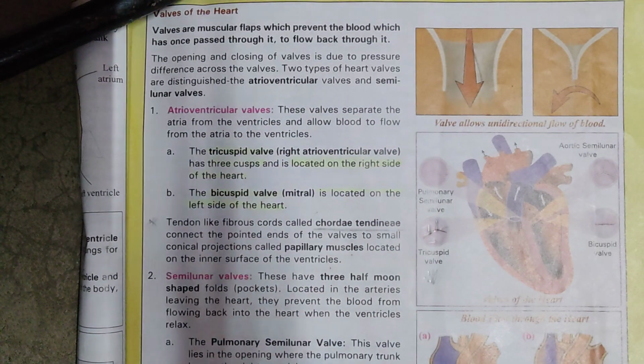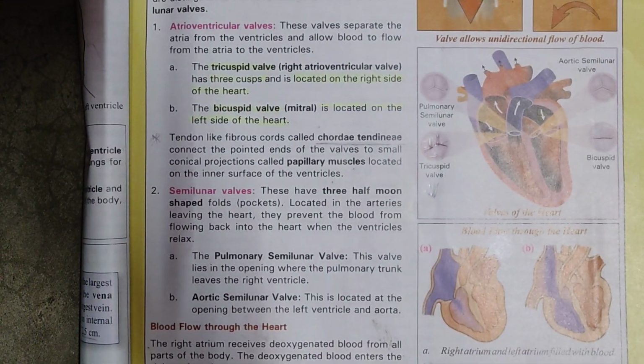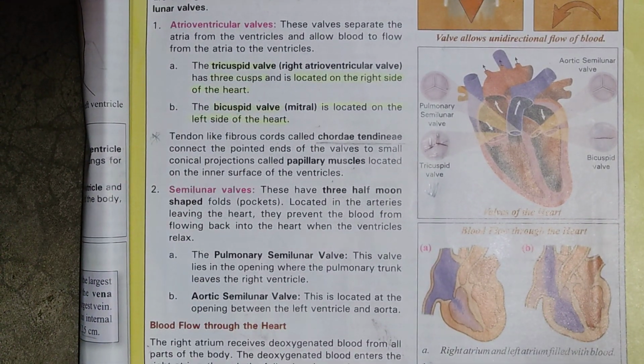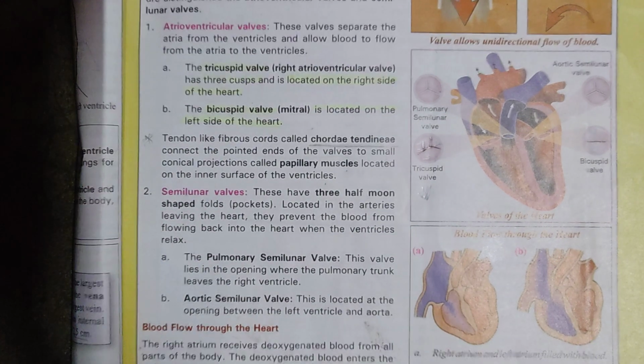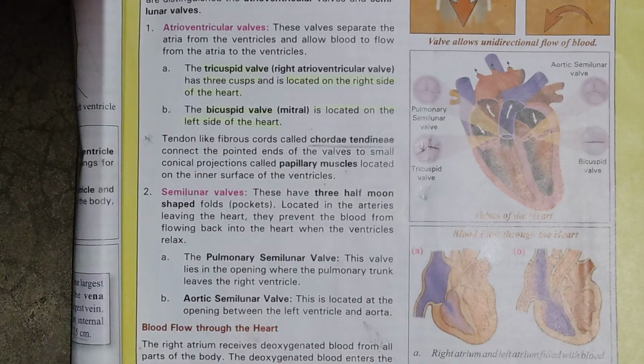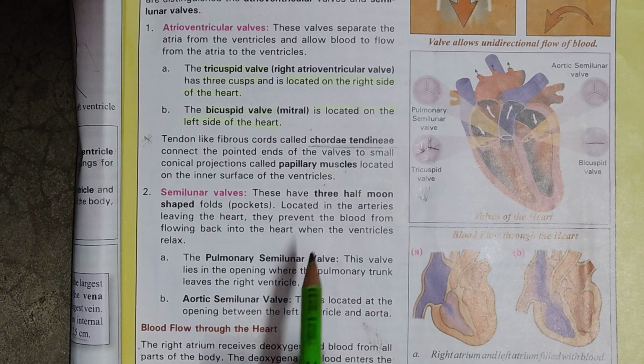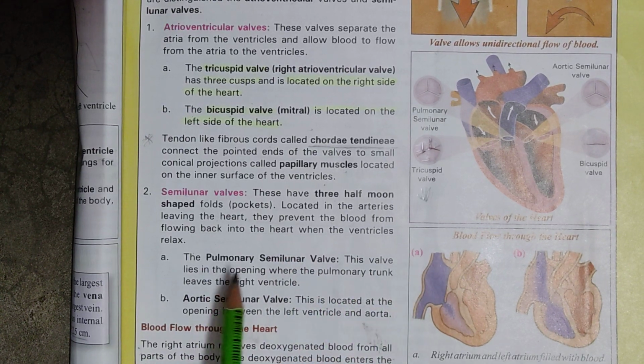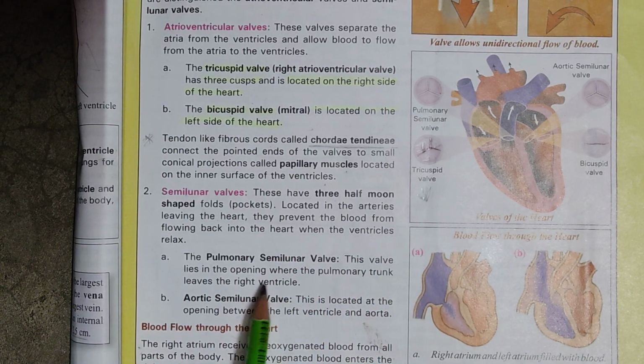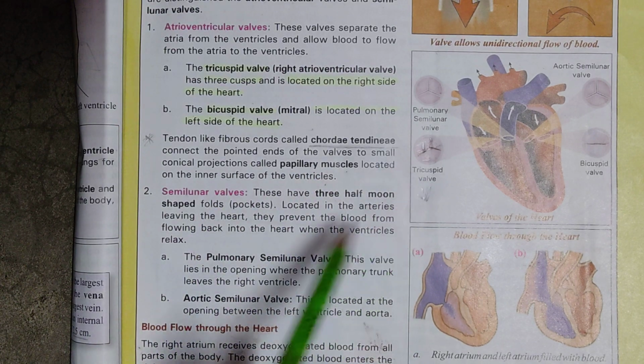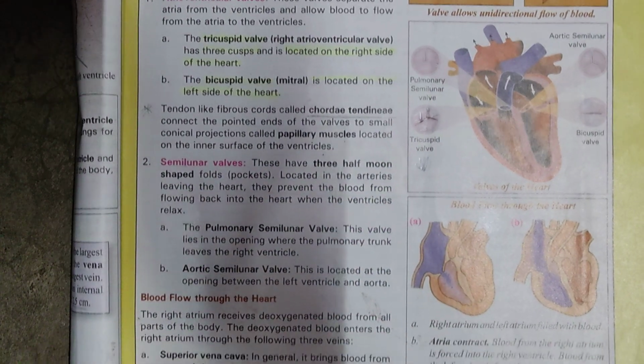Now we are moving on with the pulmonary semilunar valve. What is the pulmonary semilunar valve? The pulmonary semilunar valve lies in the opening where the pulmonary trunk leaves the right ventricle. And the aortic one is located at the opening between the left ventricle and the aorta. We already know this.